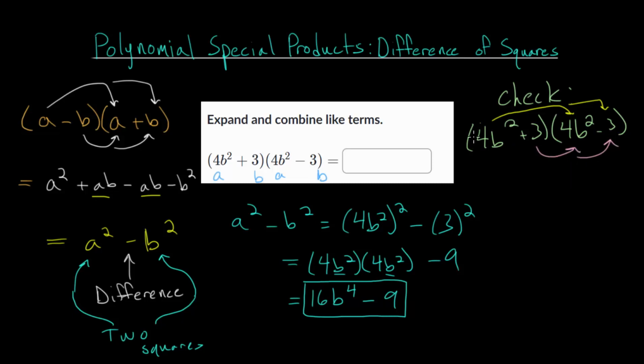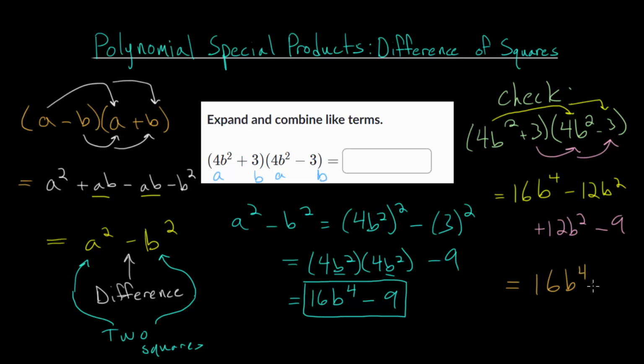So when we multiply the 4b squared to both, we would get 4b squared times 4b squared, which we know is 16b to the 4th. And then 4b squared times minus 3 would be minus 12b squared. And then we do the 3, we multiply that into both of these. So 3 times 4b squared, that is plus 12b squared. And then plus 3 times minus 3, that's just minus 9. Now, fully simplifying this, we would get 16b to the 4th minus 9.